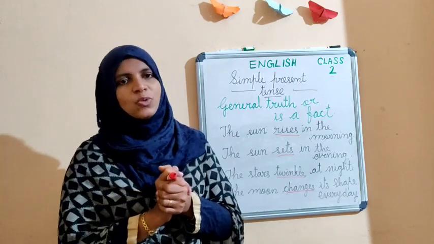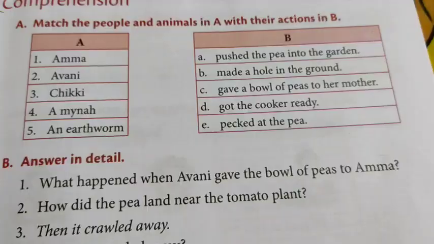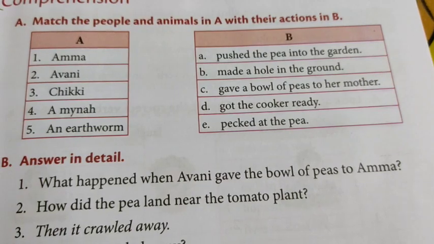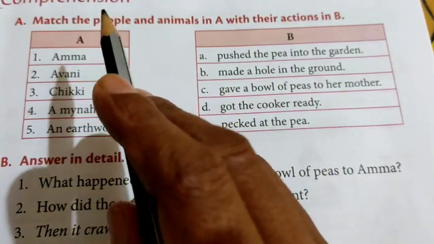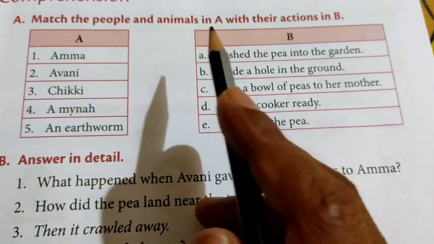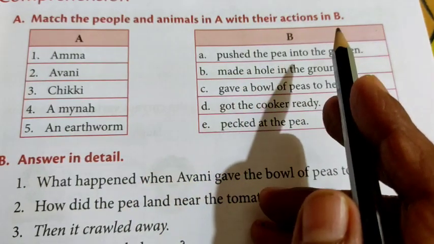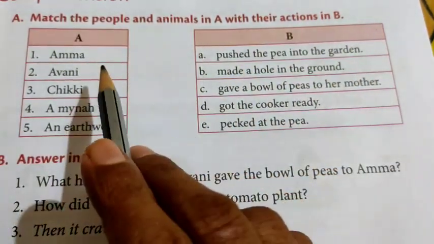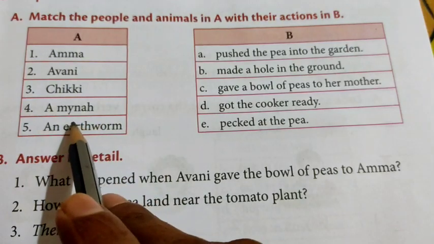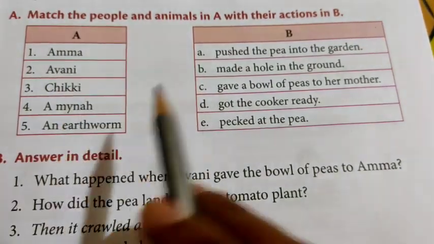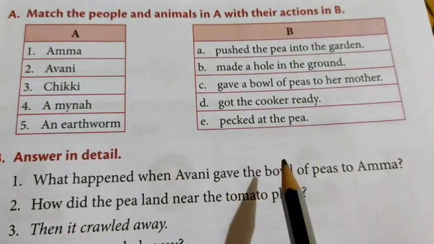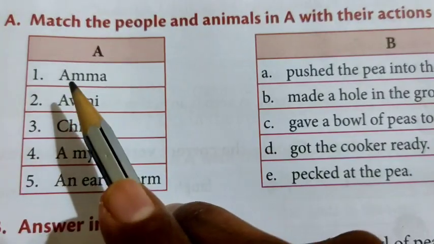Okay. Now let us do our work in the textbook. Now children, take your textbook and open page number 39, comprehension. If you do it with me, it will be easy for you. Okay. Match the people and animals in A with their actions in B. Two columns are here, A and B. And here the people: Amma, Avani, Chikki, Ammaina and Earthworm. Then the second column, their actions are here. Okay. First one, Amma.